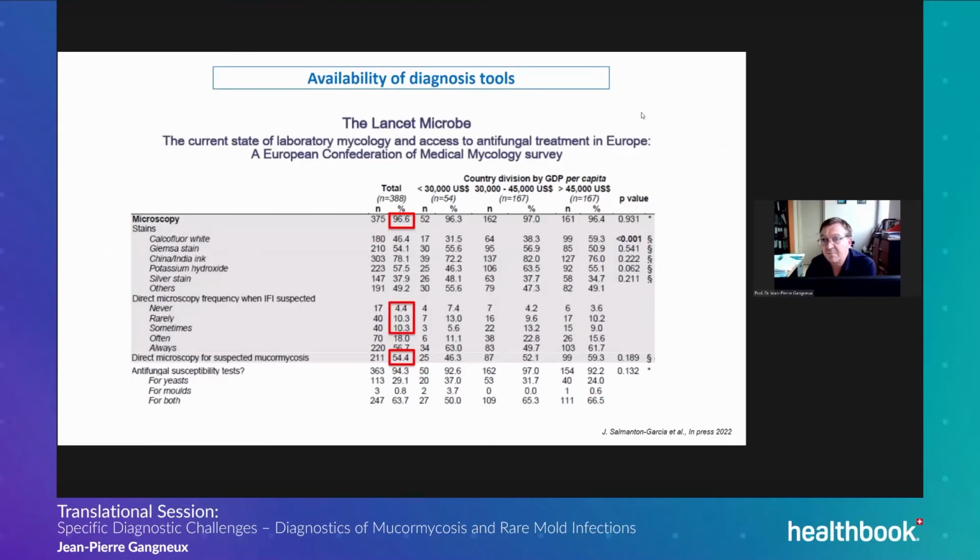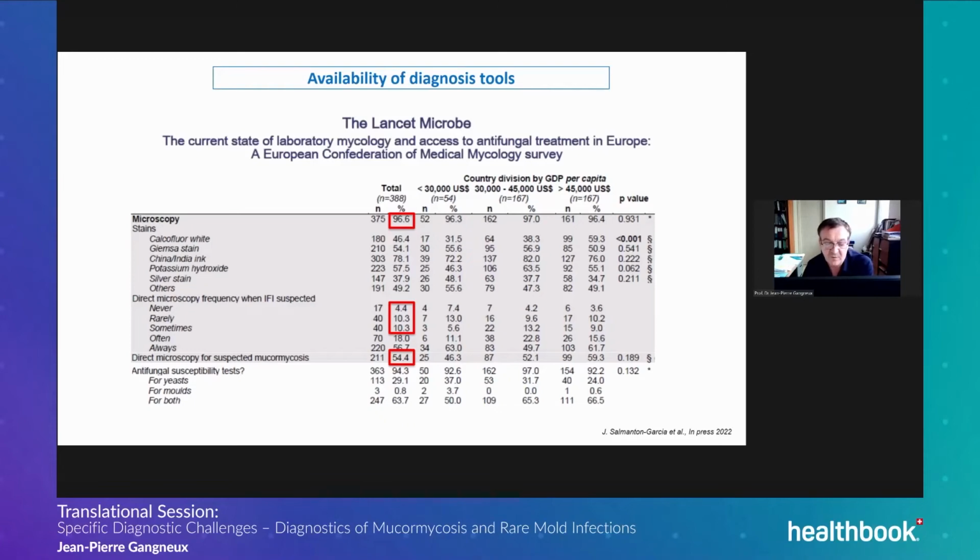Now we have listed many tools for the diagnosis, and thanks to Jon Salmanton-García, who is the first author of this paper that will soon be published in the Lancet Microbe regarding the current state of laboratory mycology and access to diagnosis, I have selected some examples in order to show that we are still working on this, because not all labs have all these tools available.